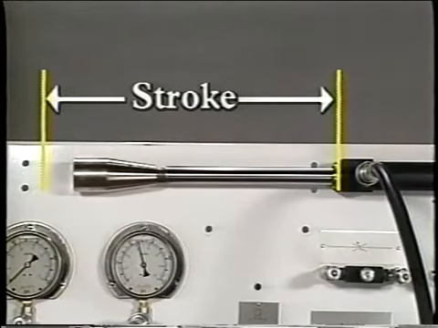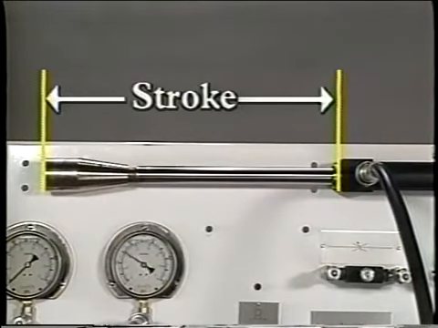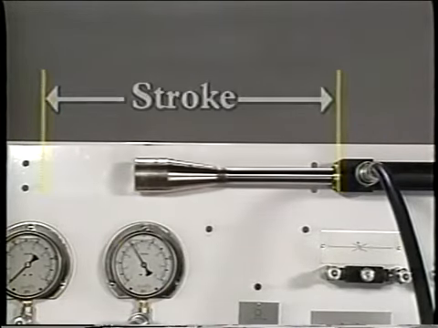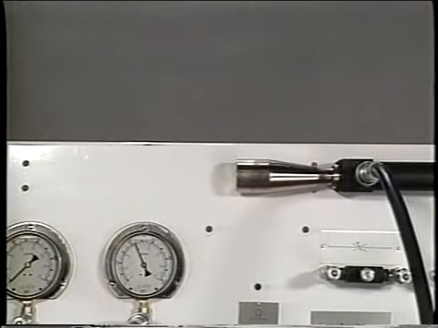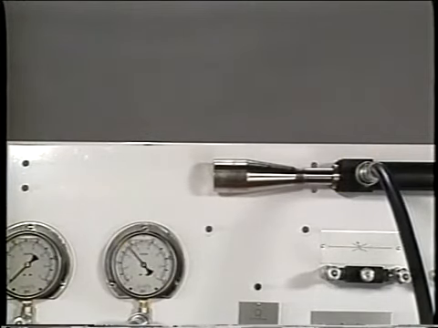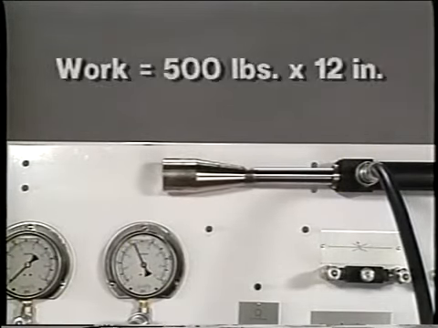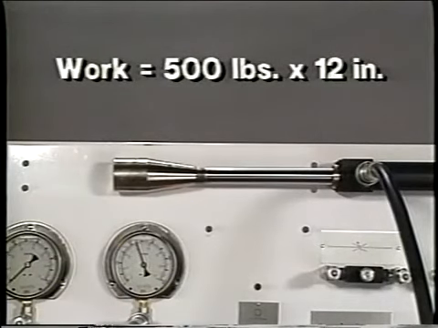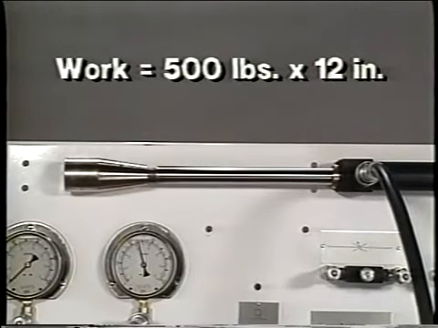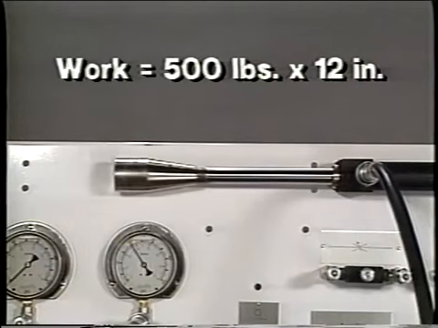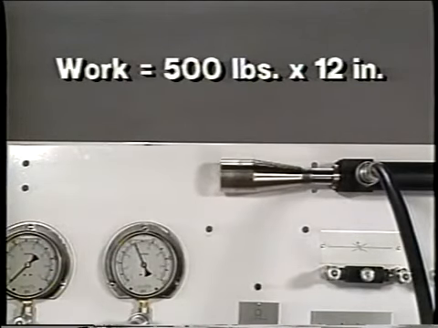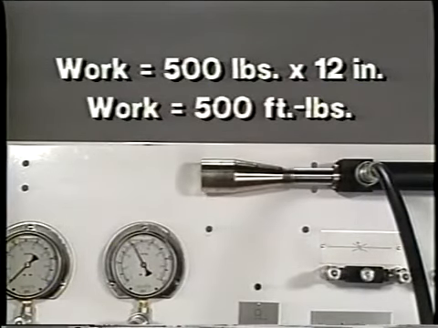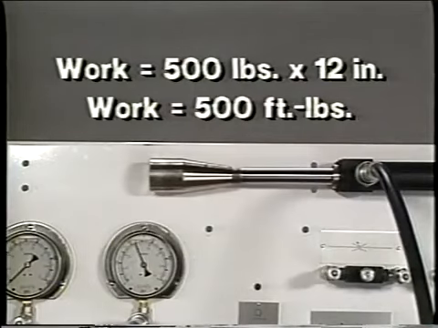often in inches. Calculating the amount of work a cylinder actually performs is simply a matter of multiplying force times distance. For example, if a piston has a 12-inch stroke and we apply 500 pounds of force, we would say that the work done was 1 foot times 500 pounds, or 500 foot-pounds.